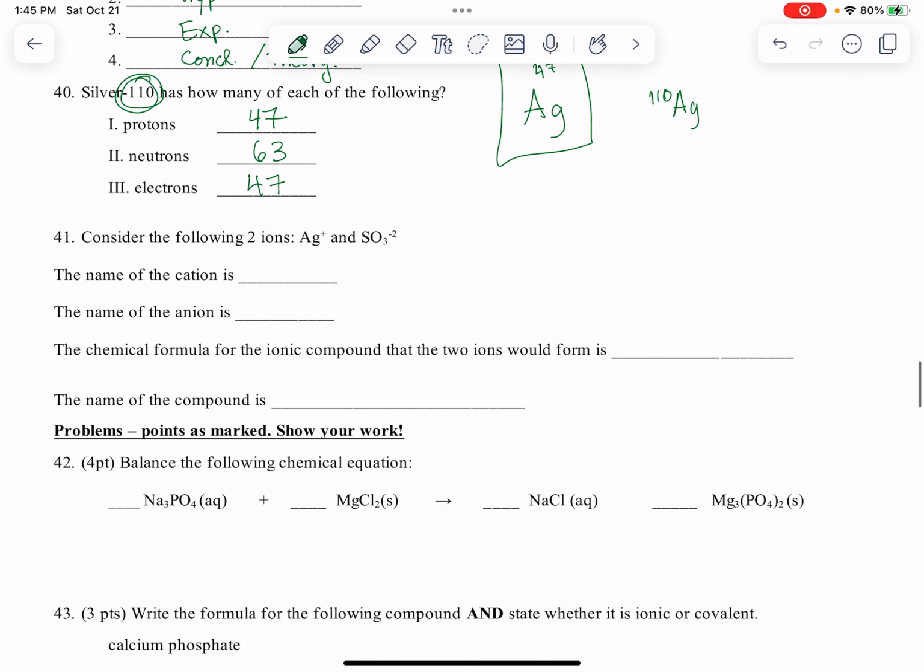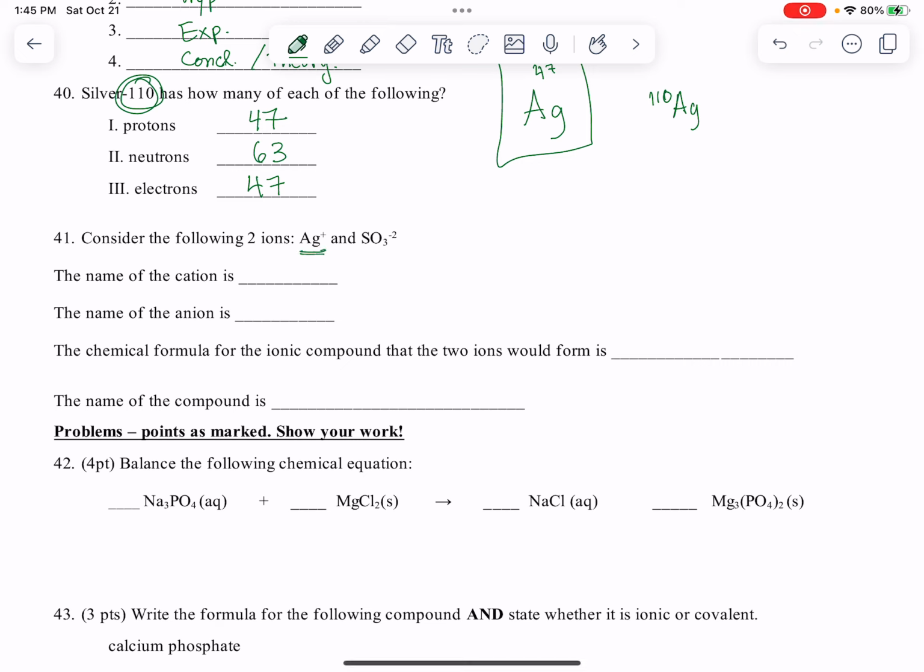Consider the following 2 ions. The cation, that's the positive guy. This is the silver Roman numeral 1 ion. SO3 with a -2 is the sulfite ion, not the sulfate, but the sulfite. And if I put them together, since the sulfite ion has a -2 charge, I will need 2 of the silver ions to balance it. And the name is simply the name of those 2 ions put together. So silver, Roman numeral 1, sulfite.